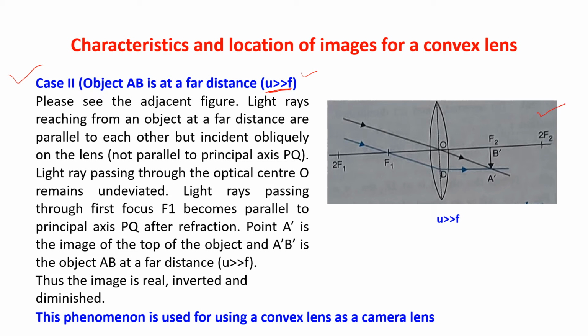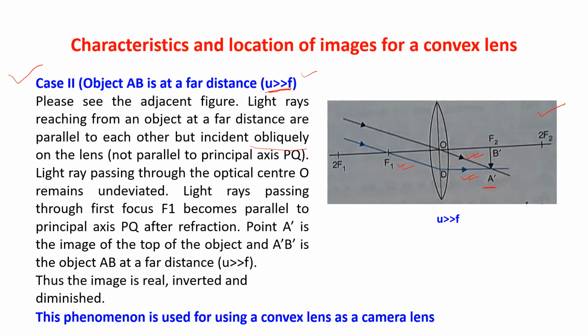Light rays reaching from an object at a far distance are parallel to each other, but incident obliquely on the lens, not parallel to the principal axis PQ. The light ray passing through the optical center O remains undeviated. The ray passing through the focus F1 becomes parallel to the principal axis, that is the ray DA dash. So both the rays are meeting at a point A dash.